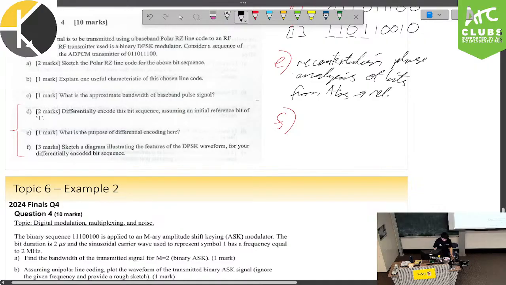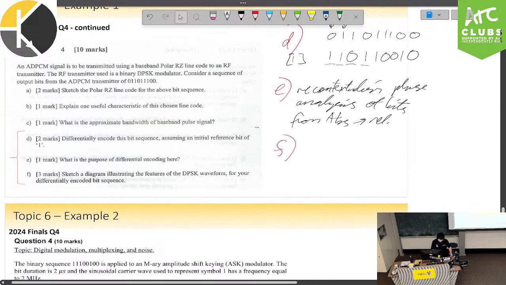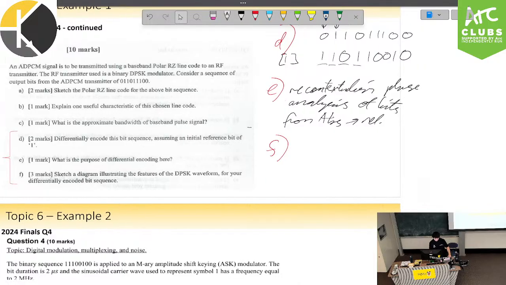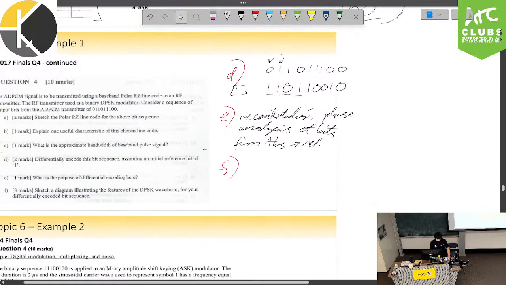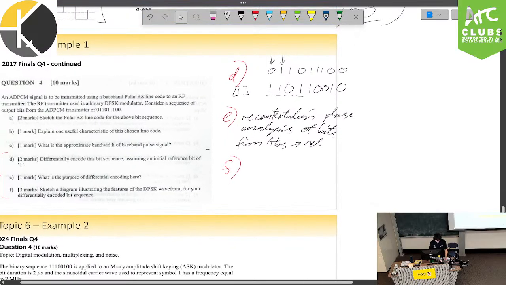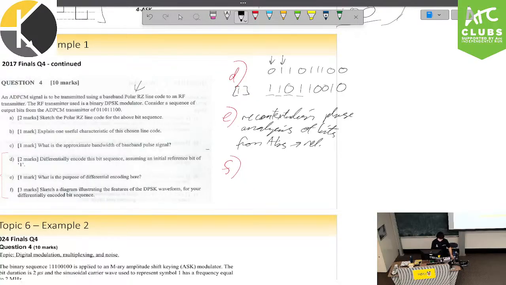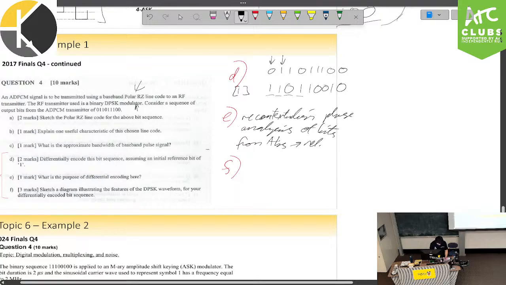All right, so this question says, sketch a diagram illustrating the features of the DPSK waveform for your differentially encoded bit sequence. So, quite frankly, I'm going to go ahead and still have the polar return to 0, and we're seeing that there is a modulator. Let me just think about that. Oh, differential phase shift keying. Okay, fantastic.